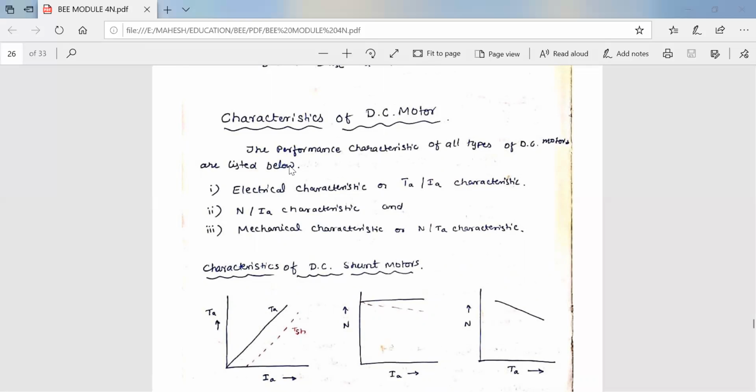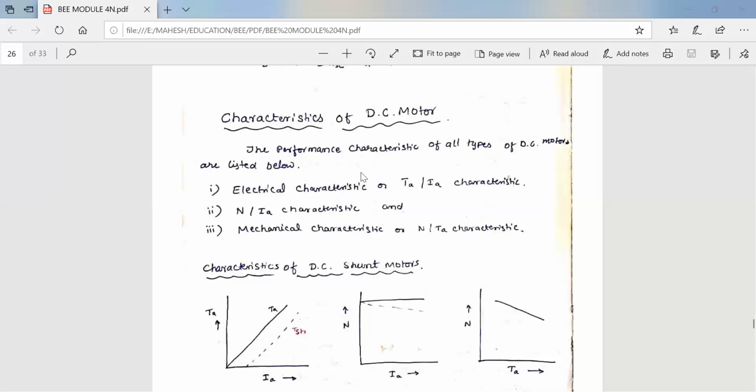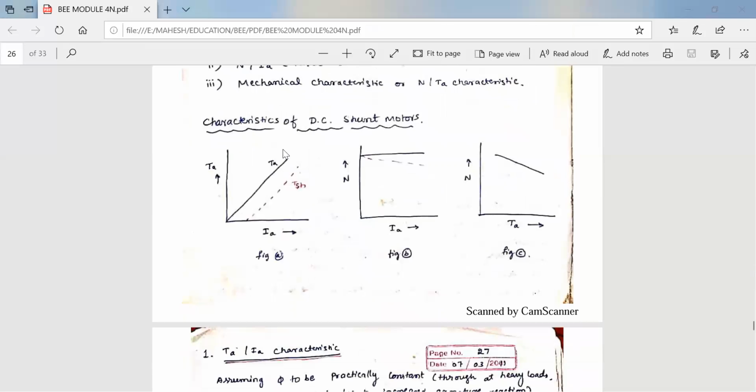It mainly has three characteristics: the variation of armature torque with respect to armature current, which is also called the electrical characteristics; the variation of speed with respect to Ia; and the third one, the mechanical characteristics, which is the variation of speed with respect to armature torque. For your syllabus, we have only the characteristics of the DC shunt motor and the DC series motor. So first we'll go with the DC shunt motor.